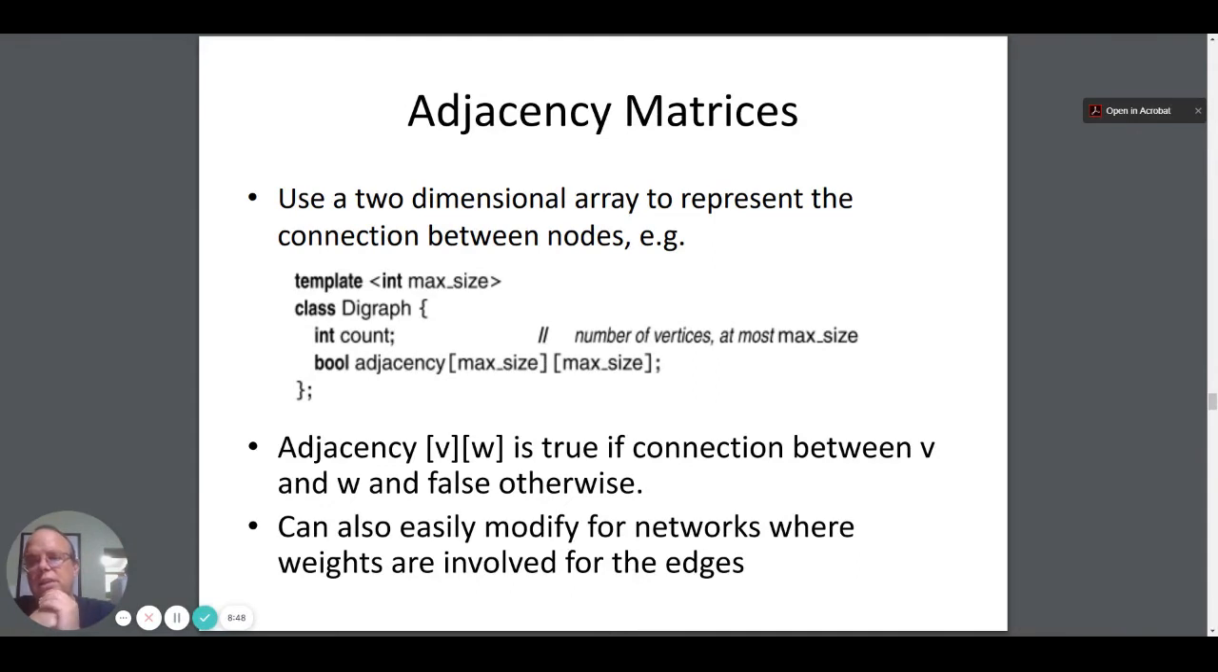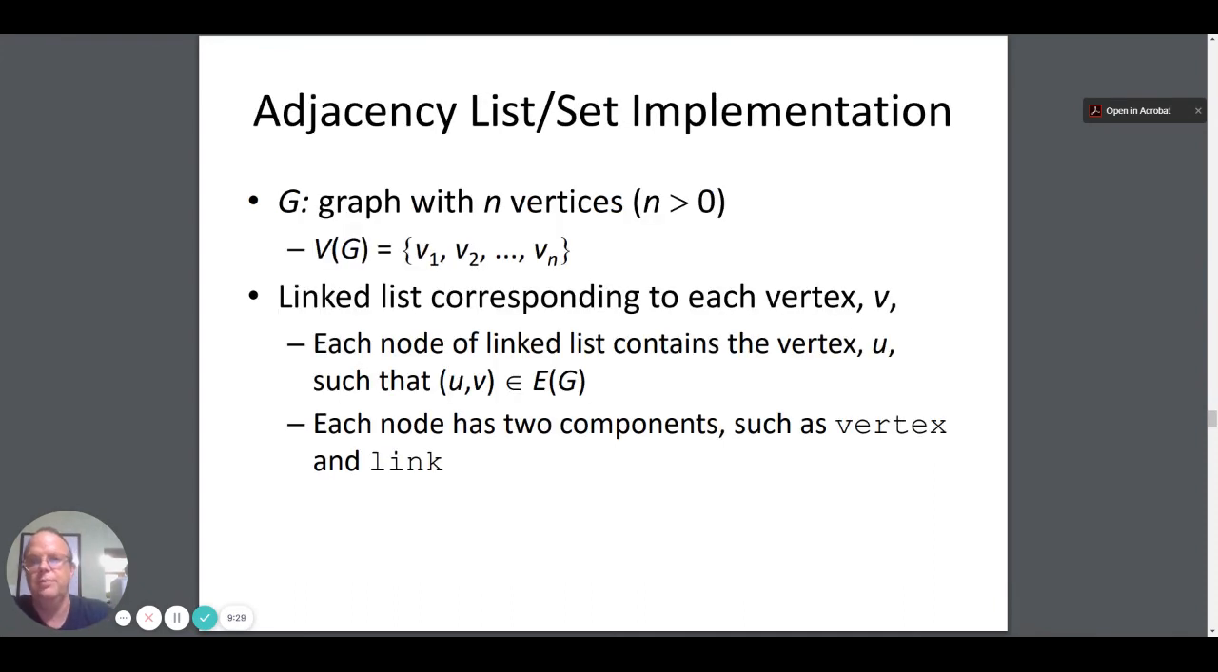Basically, we build a table that indicates each pair of vertices, one going down the rows and one going across the columns, and we have it as a two-dimensional array of Boolean values. It's true if there's a connection between the two vertices, and false otherwise. So this one's fairly easy to understand, and we can also modify it for networks. We could change it to be int, and then put the weights into that two-dimensional array. So we can add weights onto the edges as well, which will be important a little bit later on.